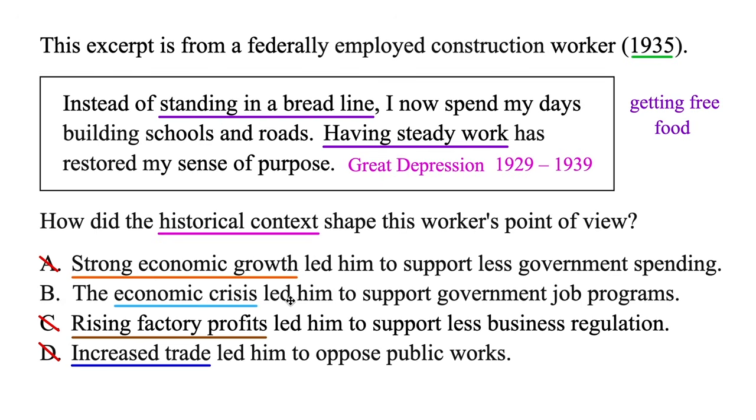The economic crisis led him to support government job programs. Well, what is that second part even talking about? What's a government job? In the very beginning, they say this excerpt is from a federally employed construction worker. Basically, they were employed by the federal government, or the government gave them their job. So it makes sense why they would support government jobs, because this construction worker has a government job here. So it makes sense that they would support them.